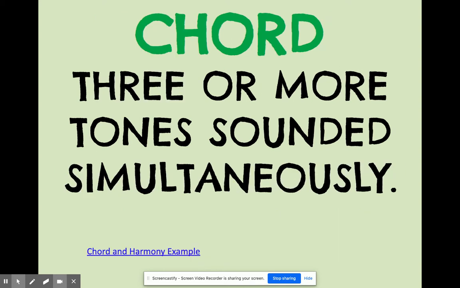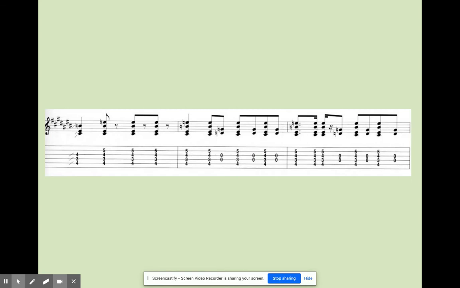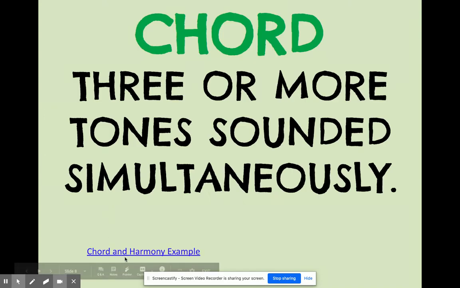Then a chord is when 3 or more tones are sounded at the same time. If you look at this staff, you can see that these notes are stacked on top of each other, meaning that they are played at the exact same time. If this is something you were playing on the piano, you would press down on these 3 keys at the same time, okay? And now we're going to watch this video together of chord and harmony.